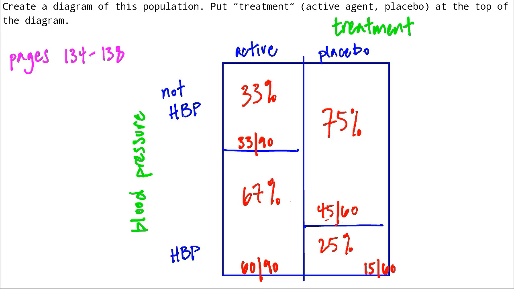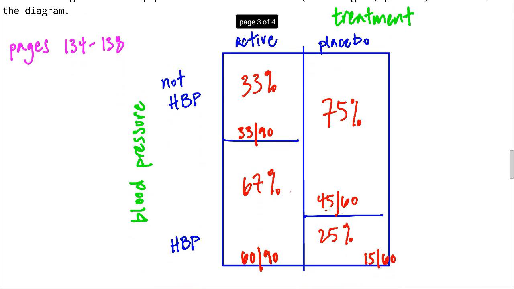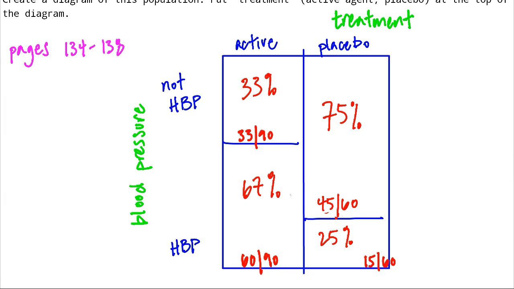Okay, so first, the difference in proportions. Here's the diagram from this population. 150 people are in a drug study. Some of them have received the active agent and have high blood pressure. Some of them have received the active agent and do not have high blood pressure. And then the rest have received the placebo, and some of them have high blood pressure and some of them do not. Okay, so now when we are looking at the difference in proportions, we've got the four proportions here: 33%, 67%, 75%, and 25%.